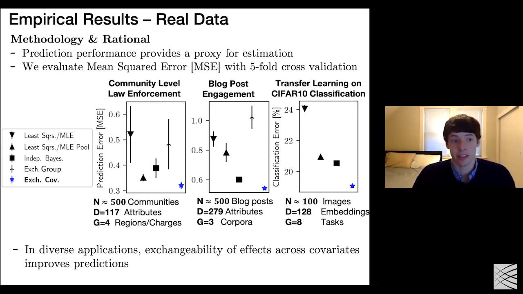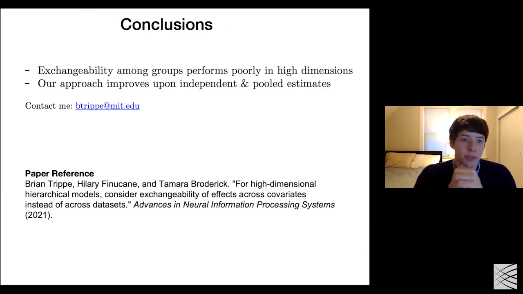The main takeaway here is that across a pretty diverse set of applications, where the dimensionality is greater than the number of groups, this approach, assuming exchangeability of effects across covariates, can improve predictions. So I'll close by highlighting these 2 main points: the classical approach of exchangeability across groups can perform really poorly in high dimensions, but by contrast, our approach can improve upon independent and pooled estimates in this high dimensional setting.